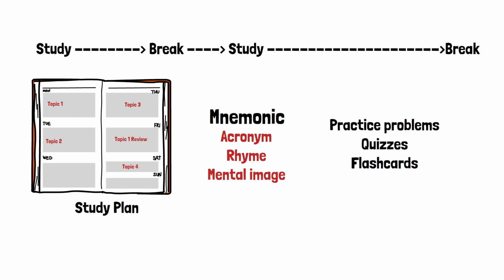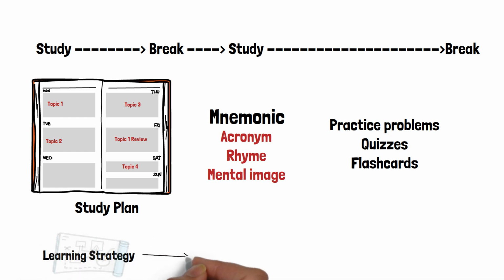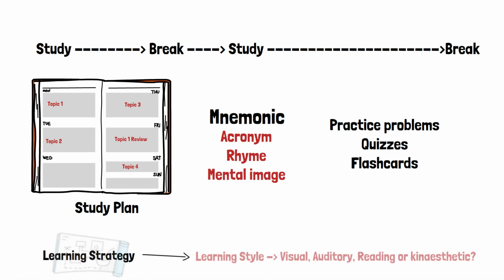In addition to these specific techniques, meta-learning also involves identifying your own learning style and using strategies that work best for you. Different people learn best in different ways, and understanding your own learning style can help you choose strategies that are most effective for you. For example, if you are a visual learner, you might benefit from using diagrams or charts to help you understand new material, while an auditory learner might prefer listening to lectures or discussions.